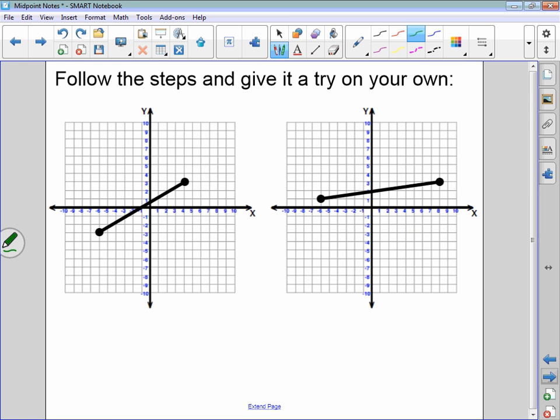So go ahead and pause the video at this time and give these two problems a try on your own. Find the midpoint using those steps we just used.